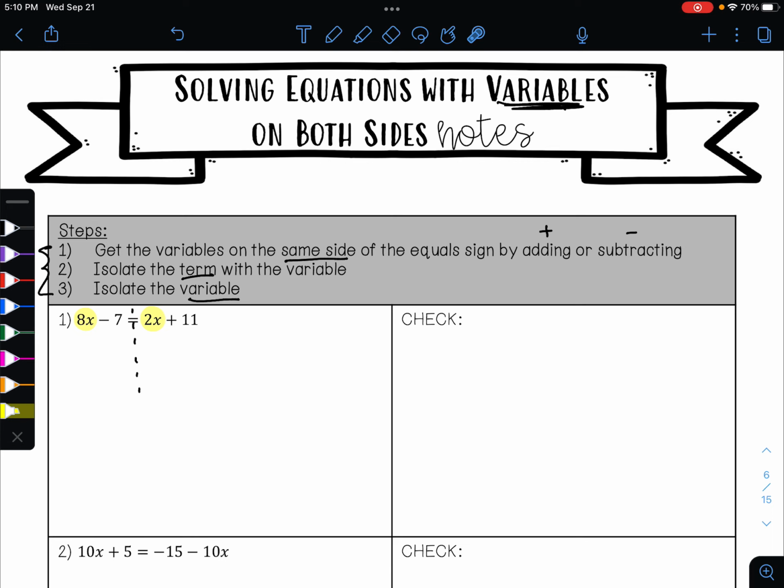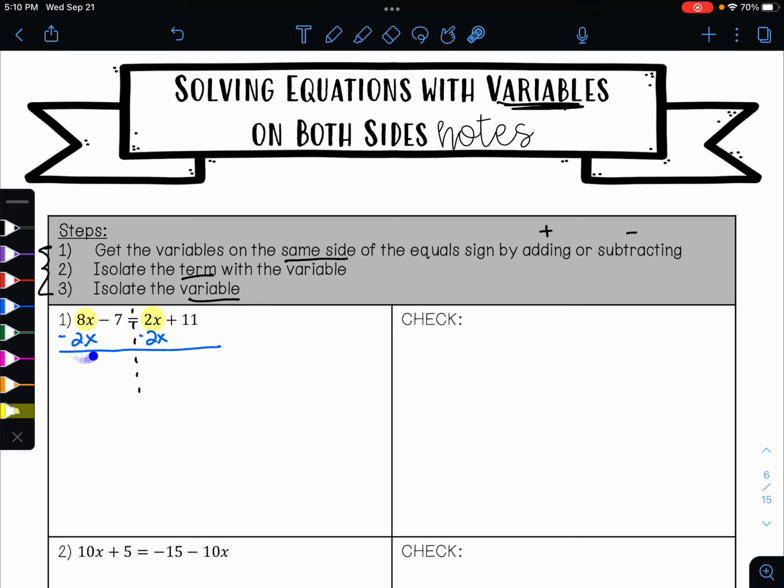Now there's lots of different ways that you can do this. You could either move the 8x over here, and to move the 8x over here, you would have to subtract it because this 8x is positive. Or you could move this 2x over to this side. To move this 2x over to this side, you would have to subtract it because this 2x is positive. I'm going to choose to move this 2x over to this side. So, because my 2x is positive, I'm going to subtract it on both sides.